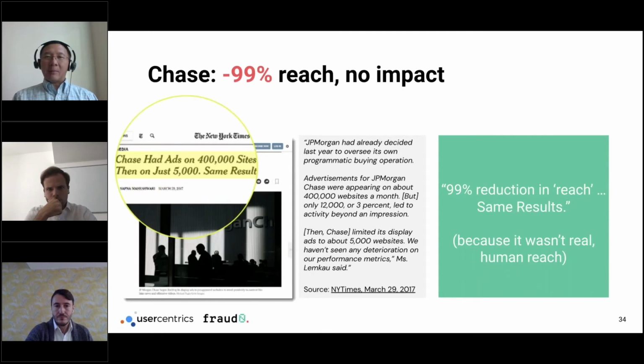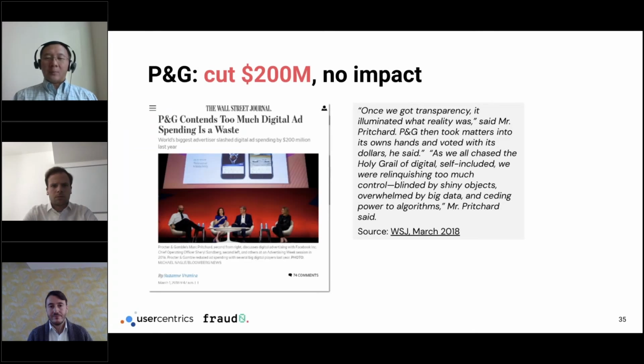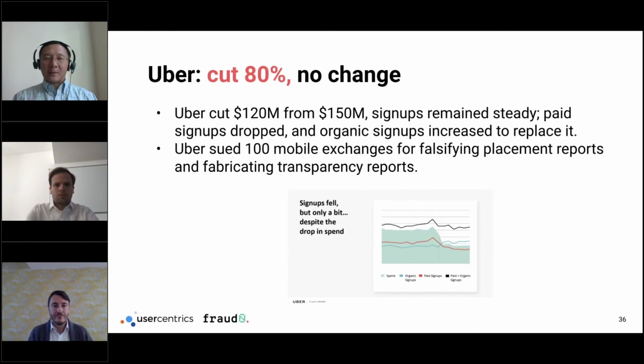Similarly, when Chase, a big bank here in the US, cut their programmatic reach from 400,000 websites to just 5,000 websites, that means previously their ads were being shown on 400,000 websites. And then after that, they went to a whitelist approach. So they said, we only want our ads to be shown on these 5,000 websites. When they did that, which is a 99% reduction in reach, they saw no change in business outcomes. And then there's one more example. Okay, sorry, I got those two in the wrong order. But the third one is Uber. When Uber cut 80% of their programmatic ad budgets, they saw no change in business outcomes.